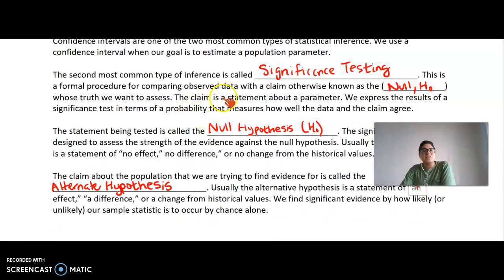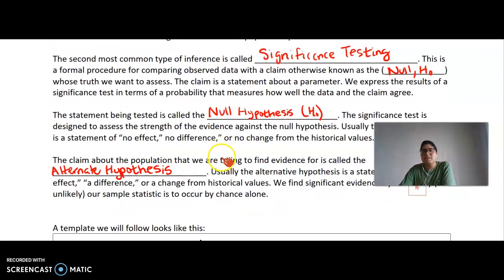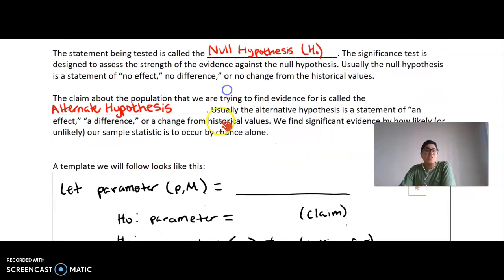Now, the formal procedure for this is when we're going to look at a claim, otherwise called the null hypothesis, and it's going to get the symbol H0. And the claim is a statement about the parameter. We express the results in terms of a probability that measures how well the data and the claim agree. Now, what we're testing for is called the null hypothesis, and this is designed to assess the strength of evidence against the null. So the null is our initial claim. This is, there is no difference, there is no effect, there is no change from the historical value. We believe that the null hypothesis is that the true proportion of people who blah, blah, blah is this number. So that's the claim.